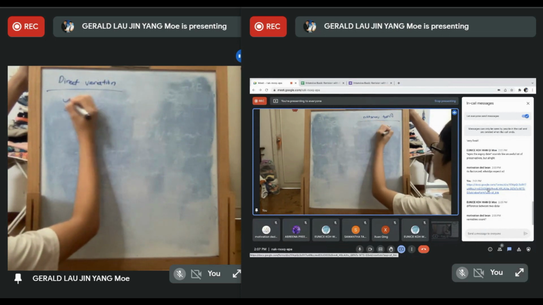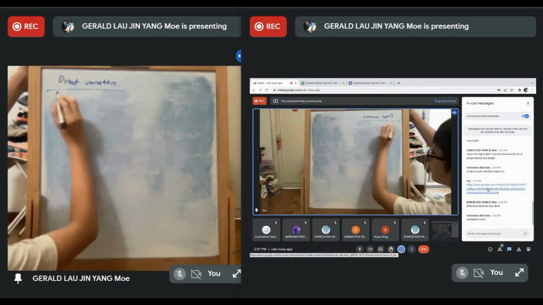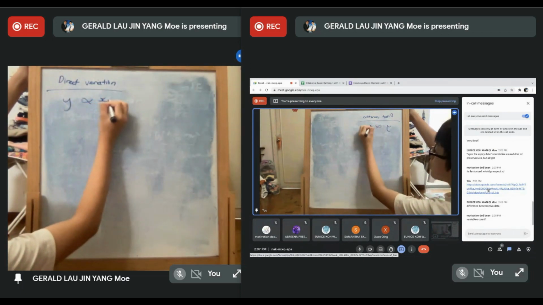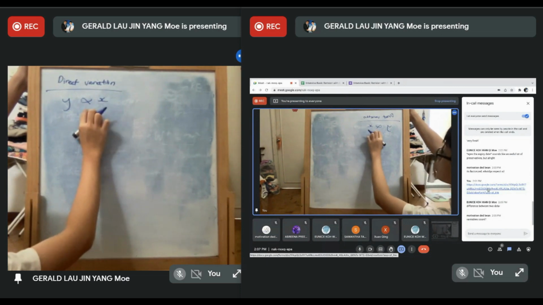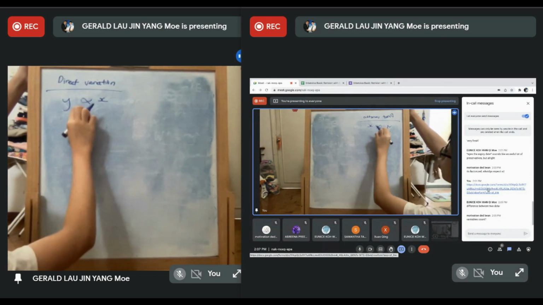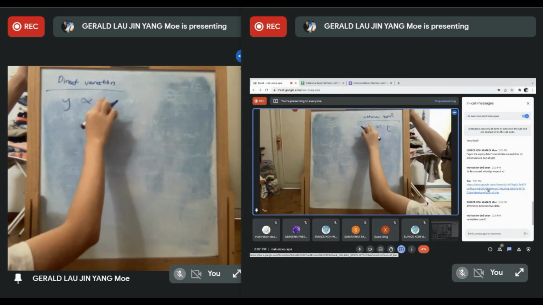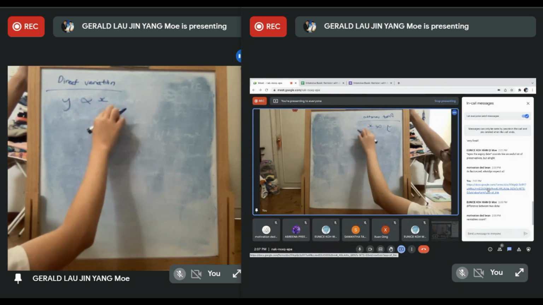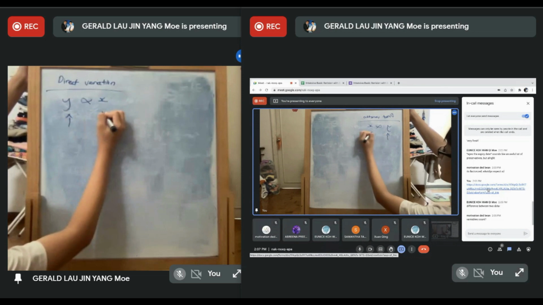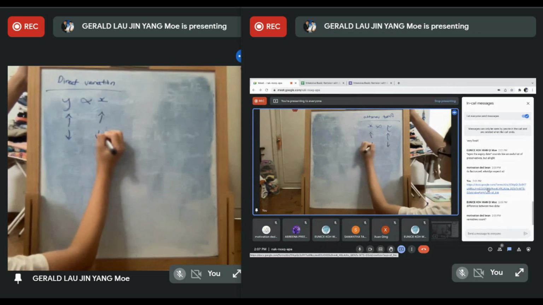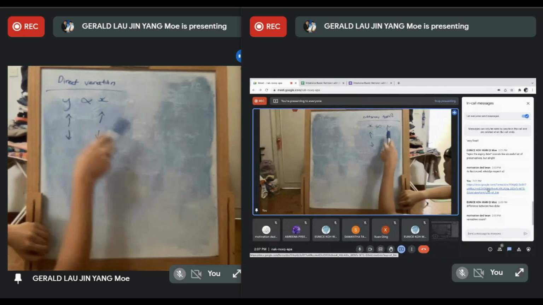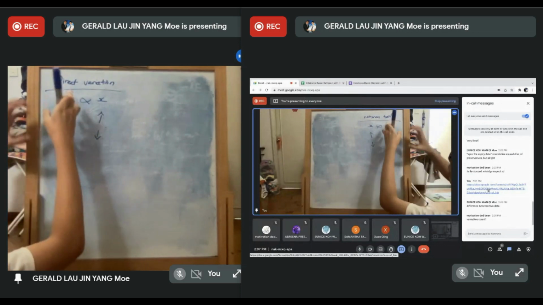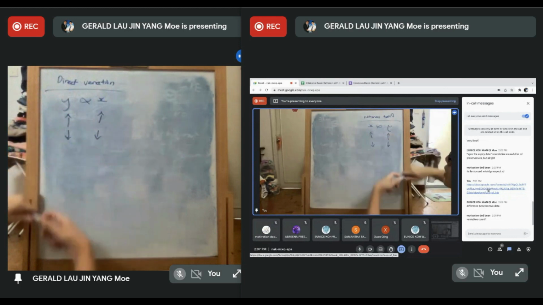So for example, y. How do you write the variation? y alpha x. It's always alpha, okay? Not equal, not beta or whatever symbol, it's always alpha. So y varies directly with x, y alpha x. So when y increases, x increases. When y decreases, x decreases. Simple, right? So this is direct variation. That means when y varies, the x also varies to a certain degree.